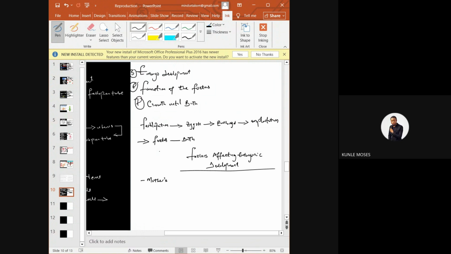Let's go for nutrition. We said they are connected to each other, the placenta and the umbilical cord, which is part of the importance of implantation to the endometrium, the uterus lining, the uterus wall. It will give the developing embryo, the fetus, this nutrition. So these are the factors that affect embryonic development. The mother's nutrition, and if the mother has some disease, it will affect it.